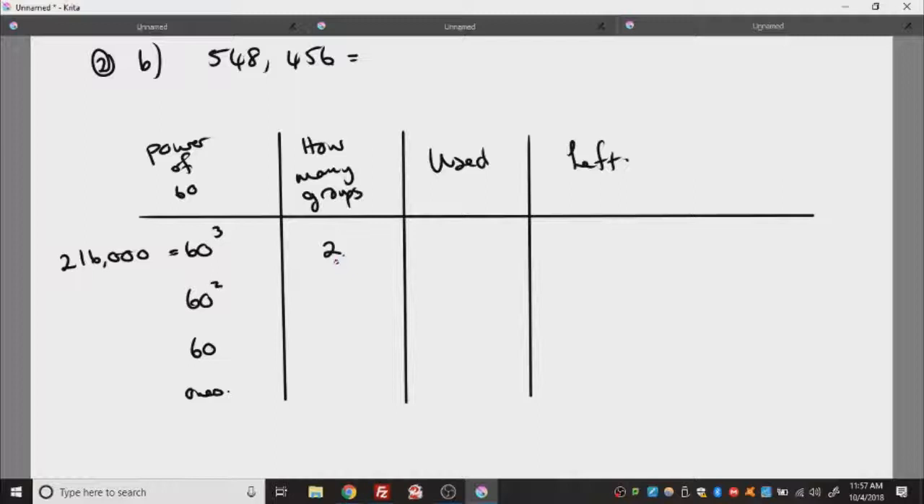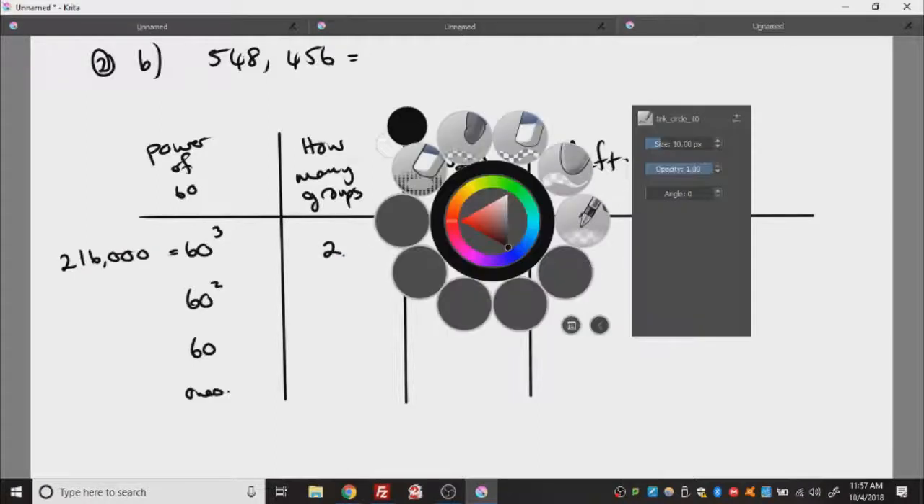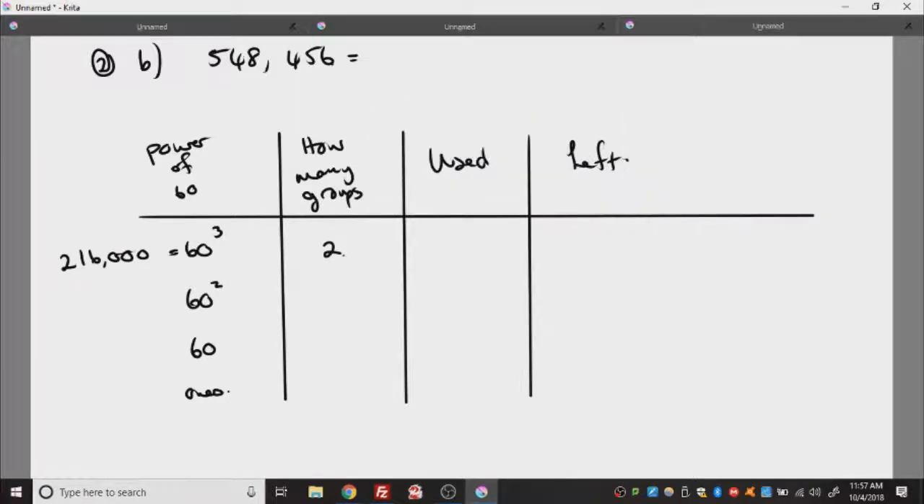So perhaps, while I'm thinking of this, the used one is exactly that column. I thought maybe I will add a column to help, but used is exactly now 2 times 216,000, which would be 432,000. Then you do a subtraction to see what is left.